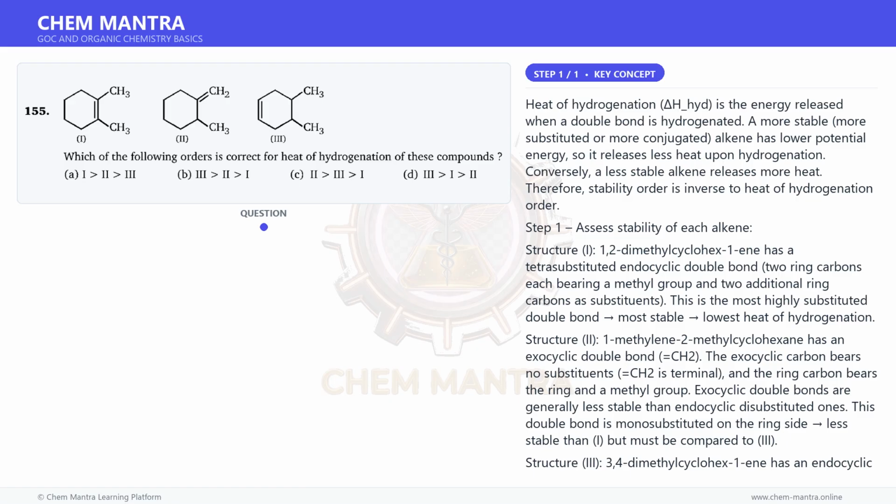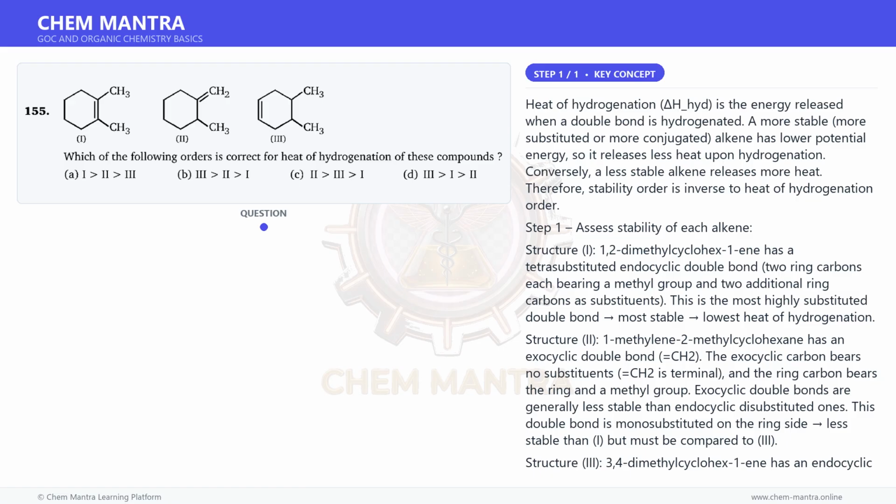Therefore, stability order is inverse to heat of hydrogenation order. Step 1. Assess stability of each alkene. Structure 1, 1,2-dimethylcyclohex-1-ene, has a tetrasubstituted endocyclic double bond, 2 ring carbons each bearing a methyl group and 2 additional ring carbons as substituents. This is the most highly substituted double bond, most stable, lowest heat of hydrogenation.